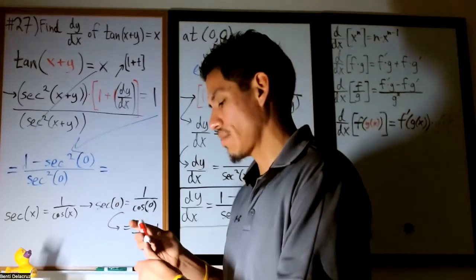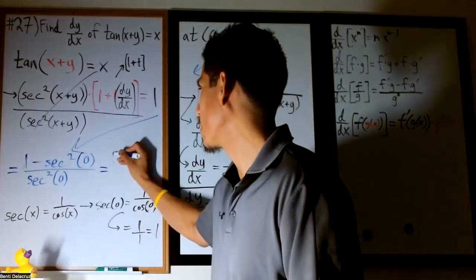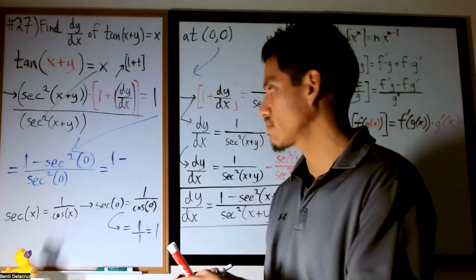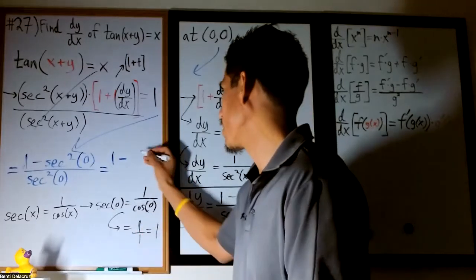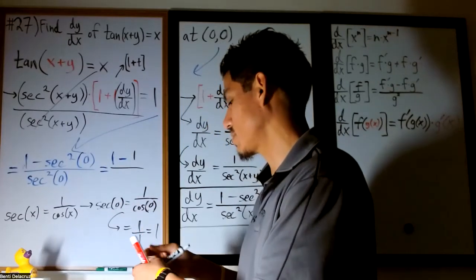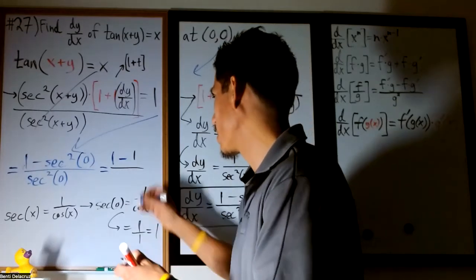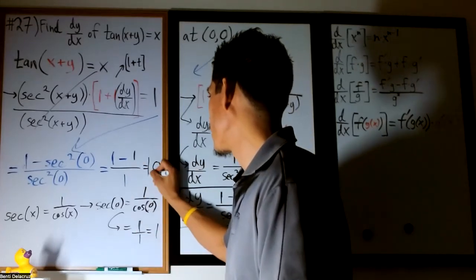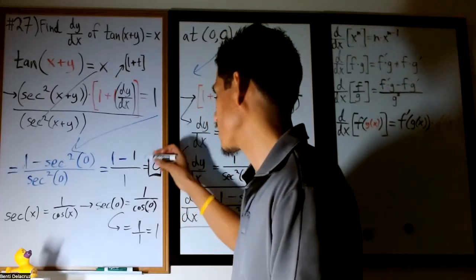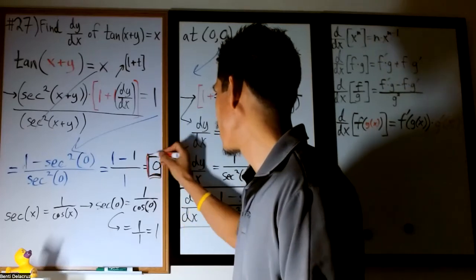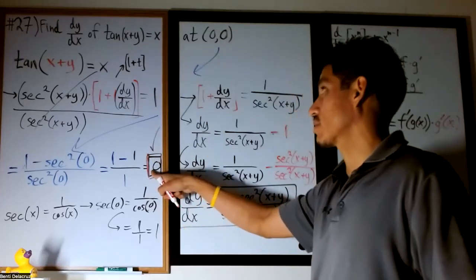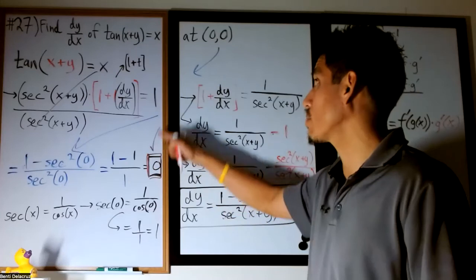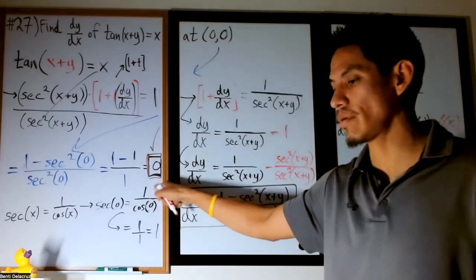So what we have on top is 1 minus the secant squared of 0, or just 1. So 1 minus 1, all over the secant squared of 0. So all over 1. And so we just have 0 over 1, or just 0. So this is our final answer right here. The final answer is that the slope, remember dy over dx is just the slope of the function at a specific point. The slope of this equation at the point 0, 0 is equal to 0. There you go.